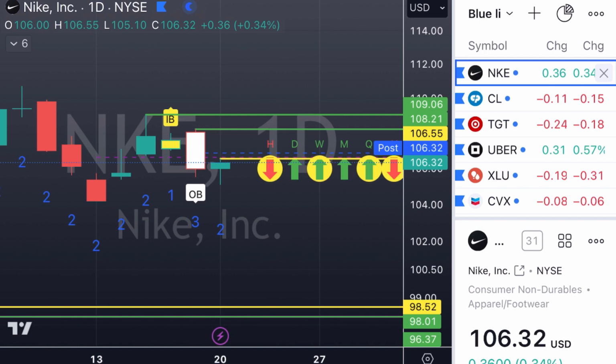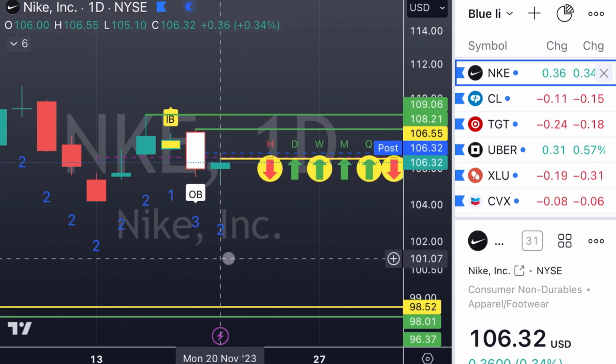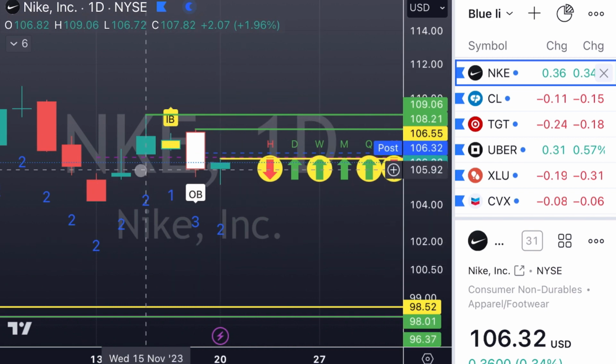The first thing I want to show you guys is this screen. This is what we call TradingView. It is how I chart everything. It's how I trade during the day.